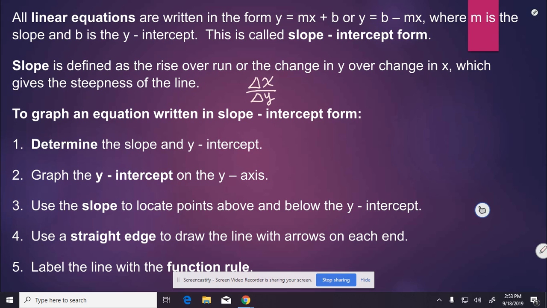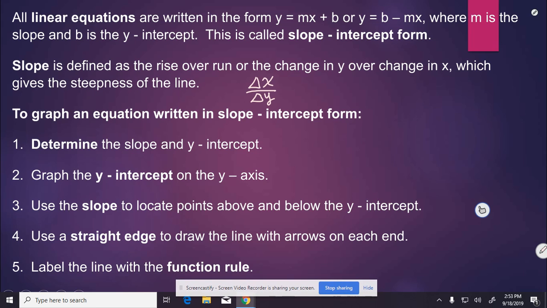To graph an equation written in slope-intercept form, you're going to first determine the slope and y-intercept. Second, graph the y-intercept on the y-axis. Third, use the slope to locate points above and below the y-intercept. Fourth, use a straight edge to draw the line with arrows on each end. And last, number 5, label the line with the function rule, which is your y equals mx plus b equation. So let's get started.